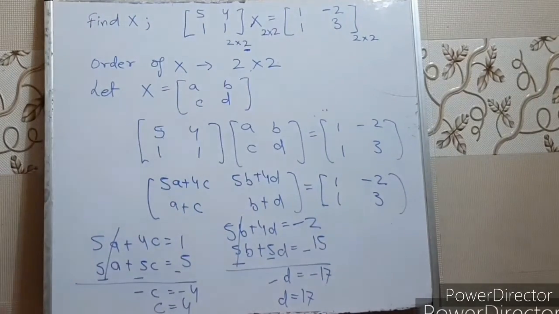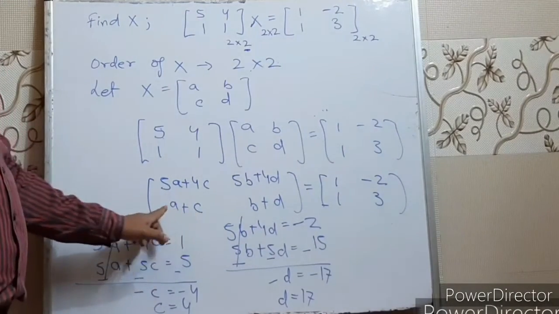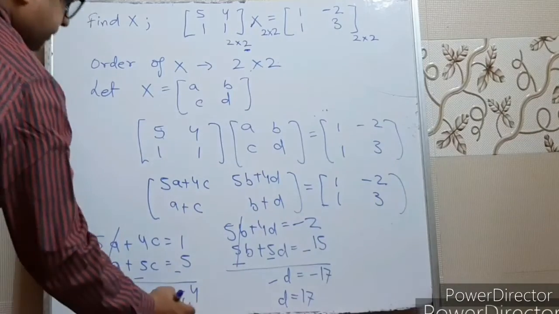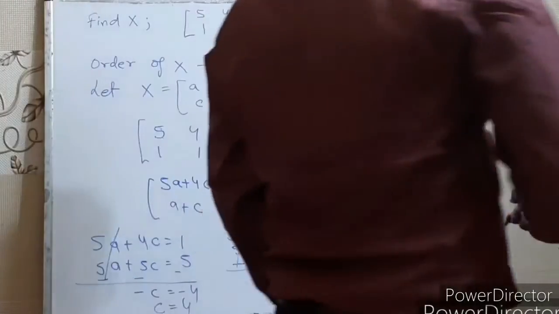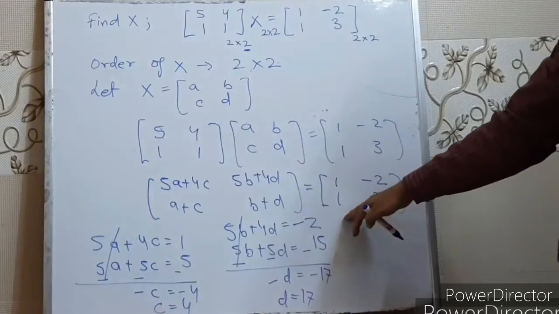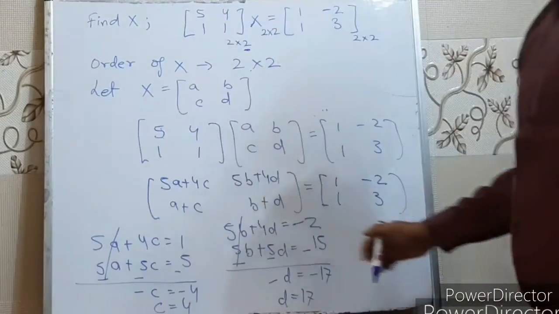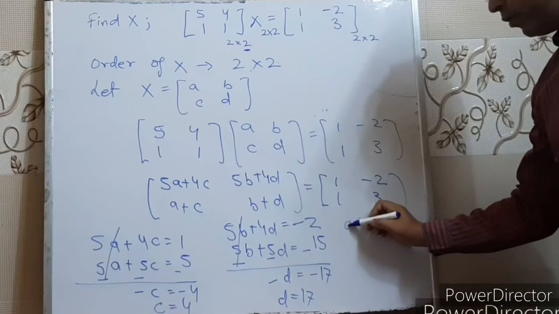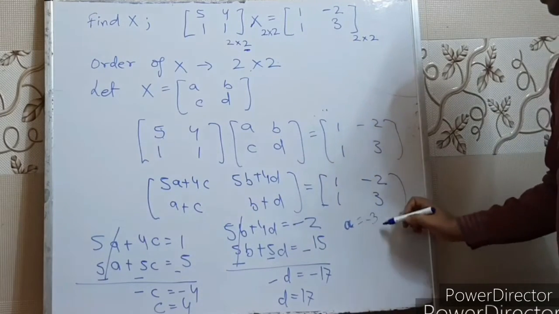Okay children, you can see that when C is 4, A plus 4 equals 1. So the value of A you will get: A plus C equals 1. And when C is 4, the value of A will be minus 3.